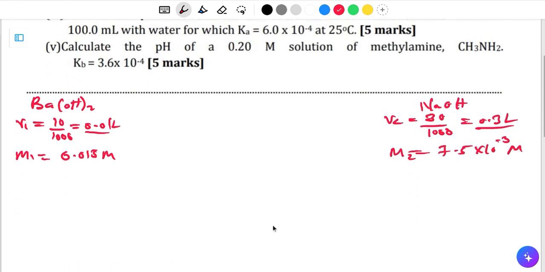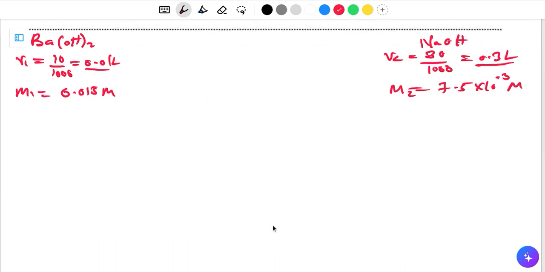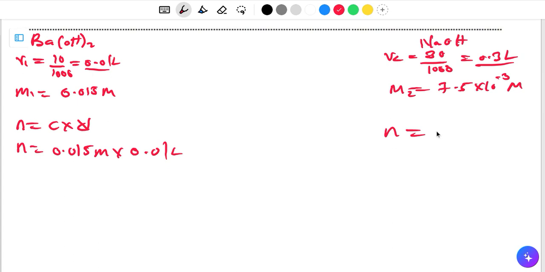So what is the next step? The next step, you need to calculate the number of moles before you write the decomposition reactions or the ionic equations of these ones. So number of moles is equal to concentration multiplied by volume. So we have concentration here, which is 0.015 molality multiplied by the volume, which is 0.01 liters. What about this one? We have the volume, this one has to be 0.03. What about this one? We have the concentration, which is 7.5 multiplied by 10 to the power negative 5, then multiplied by 0.03 liters. That is what we have, isn't it?